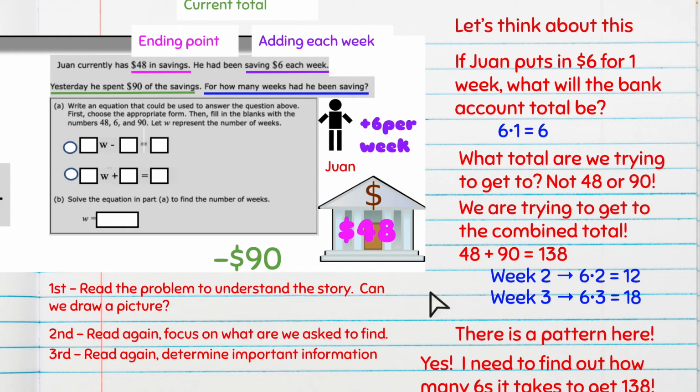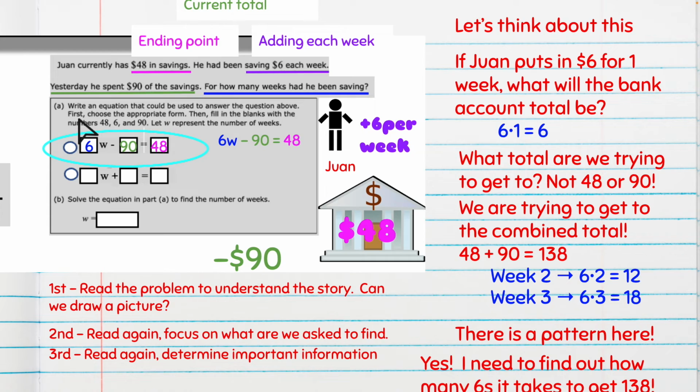So if we write the equation here, I know I'm going to be subtracting. I'm taking 90 away. Okay, so he spent the 90. And I know he's saving $6 per week. Remember, they asked us to use W for week. So $6 per week, and we're taking 90 away from that. And our total is $48. Right now in the bank, Juan has $48 or wherever he's saving it. So this is our equation. And we're going to solve this. So I'm going to show you, we're going to come back to this 138 right now.